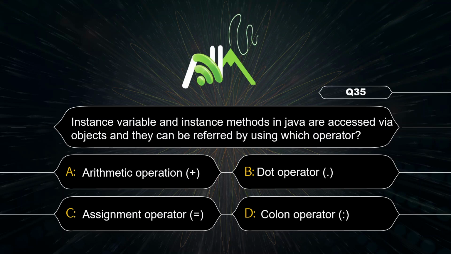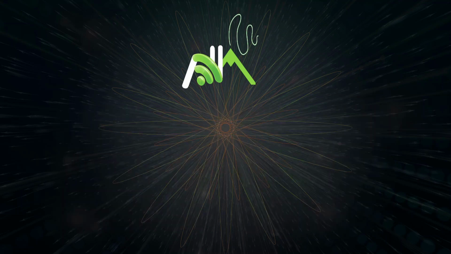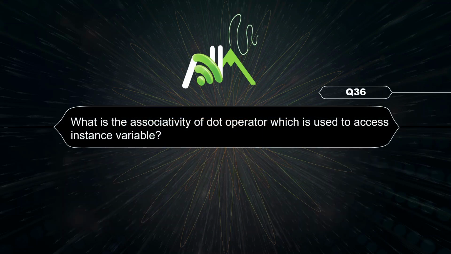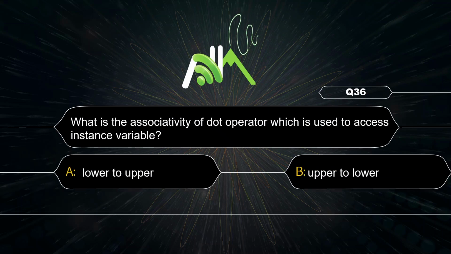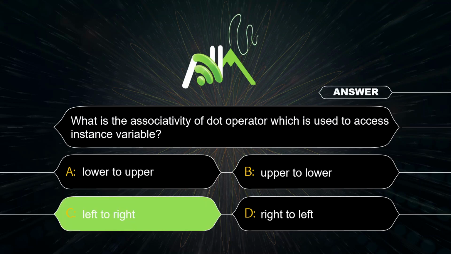Instance variables and instance methods in Java are accessed by an object and they are referred to by using which operator? Again, this is a very important question. It is accessed by the dot operator in the case of instance variables and instance methods. So the correct option is B. What is the associativity of the dot operator which is used to access instance variables? Left to right. Option C.